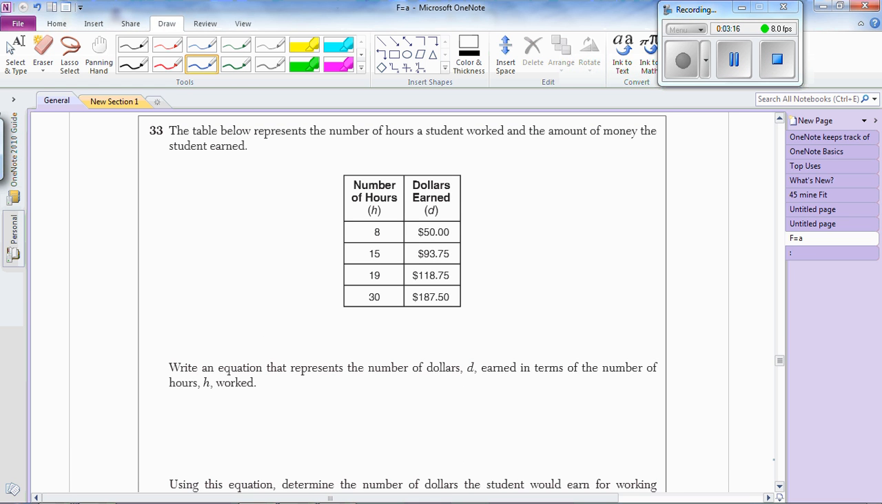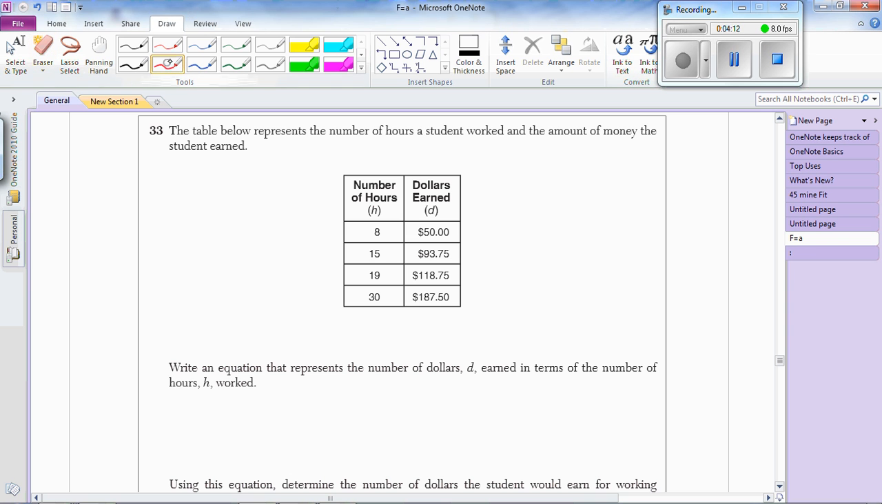The table below shows the number of hours students worked and the amount of money students earn. Write an equation that represents d dollars in terms of hours. Really all they're trying to do is figure out how to get from here to here. I could add 42. That doesn't seem to work here. I could go crazy on this, but I think what I'm going to do is leave this as an example of how to use your graphing calculator.